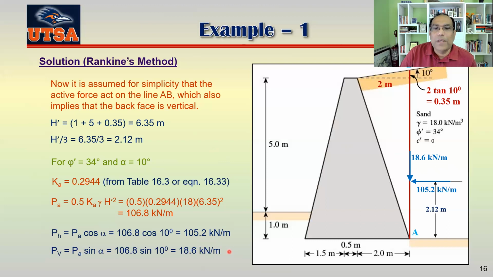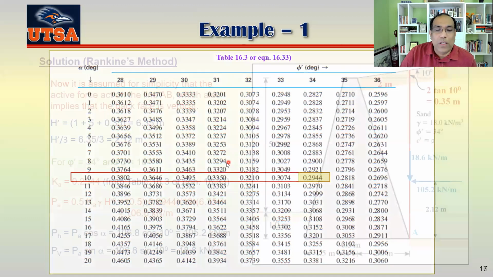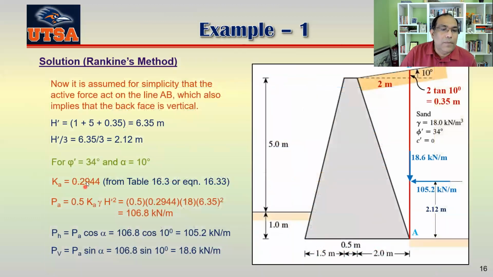Okay. Now the rest of the part, I'm not going to discuss here, but I'm just going to show you how to find your Ka from the table. So this is your alpha 10 here, and your phi equal to 34 degrees. So you can see this is your Ka, 0.2944. That's what we used here.